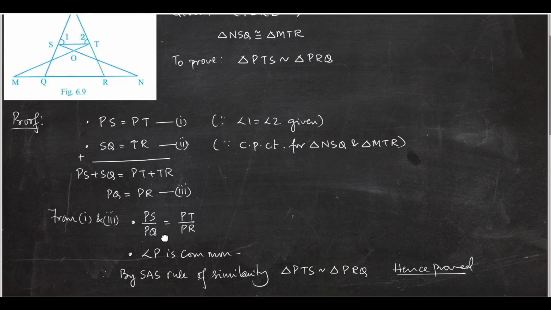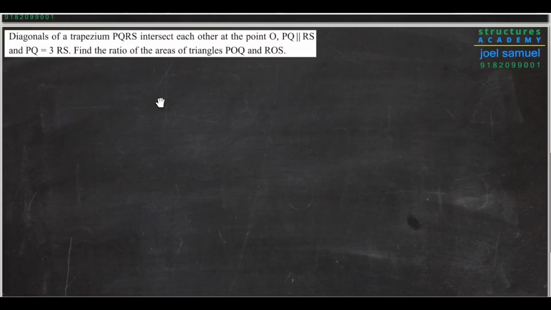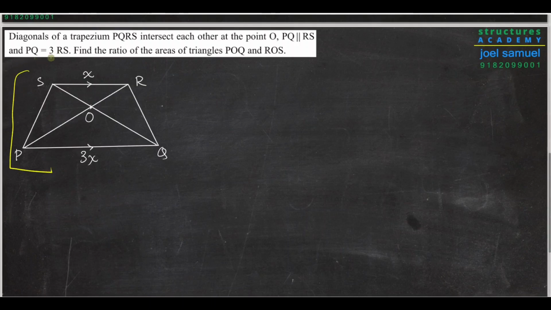Now let us move on to another question. Let's read this. Diagonals of a trapezium PQRS intersect each other at point O. PQ and RS are parallel and PQ is 3 times RS. Find the ratio of the areas of triangles POQ and ROS. So let's build a diagram representing the given data. So this diagram pretty much represents the data given. We have a trapezium PQRS, and we have been told that PQ and RS are parallel to each other, and PQ is 3 times RS, which means if RS is x, PQ becomes 3x.